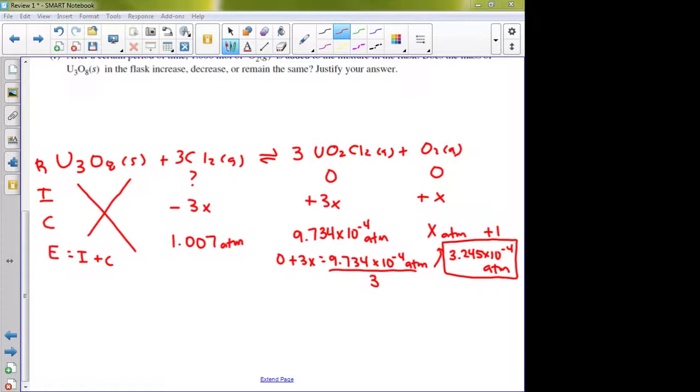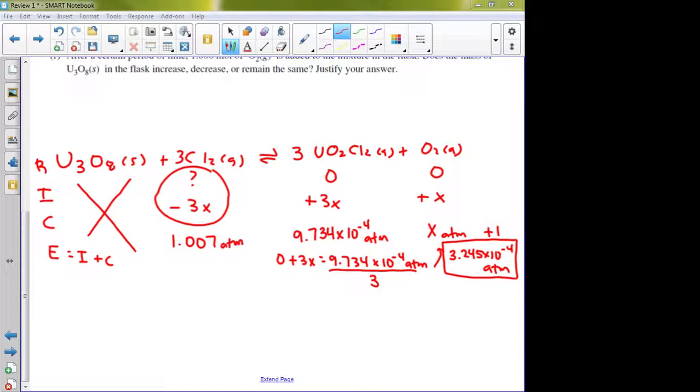Now, why could I not use this one? I don't know the initial. So knowing the initial could completely change my value for x there. Does that make sense? So we have to use that one.